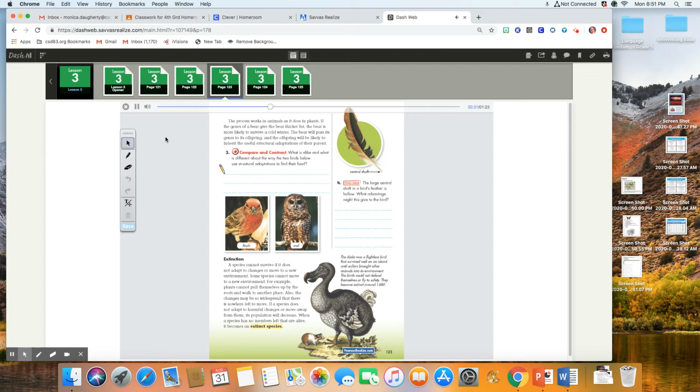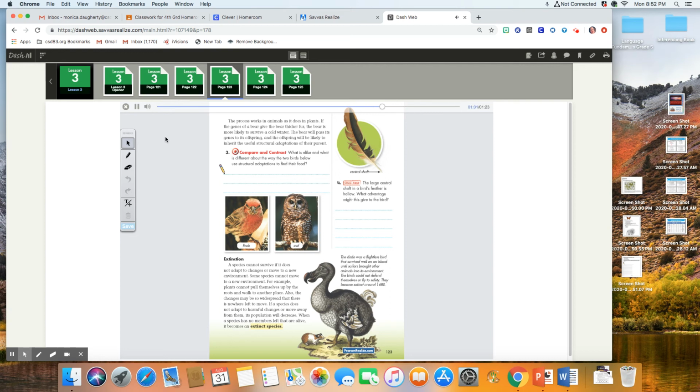Extinction. A species cannot survive if it does not adapt to changes or move to a new environment. Some species cannot move to a new environment. For example, plants cannot pull themselves up by the roots and walk to another place. Also, the changes may be so widespread that there is nowhere left to move. If a species does not adapt to harmful changes or move away from them, its population will decrease. When a species has no members left that are alive, it becomes an extinct species.